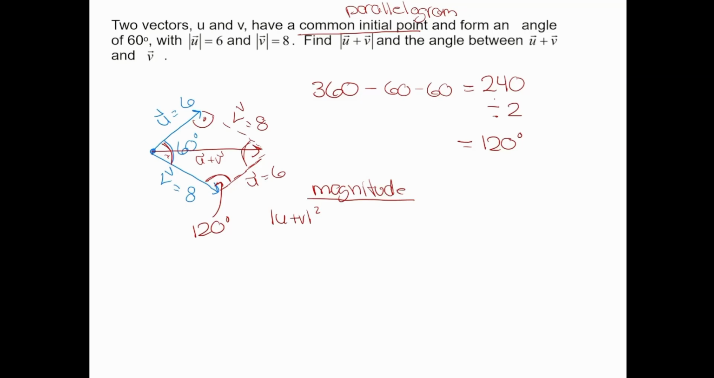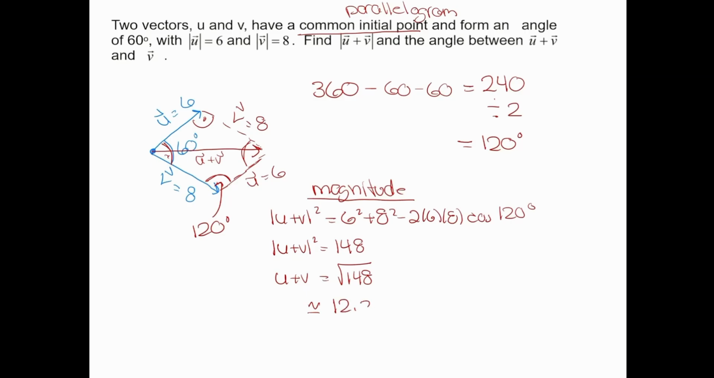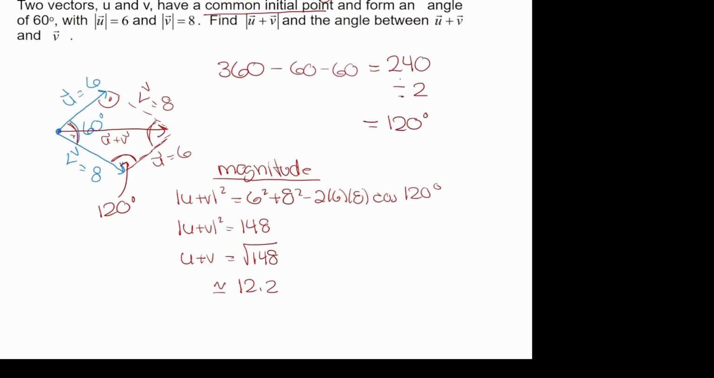Okay, so u plus v squared is going to be equal to 6 squared plus 8 squared minus 2 times 6 times 8 times cosine of 120 degrees. When we do all of this math, we end up with u plus v squared is equal to 148, which means that u plus v is going to be equal to the root of 148. And if we take the root of 148, we get an answer of approximately 12.2. So that's our magnitude.